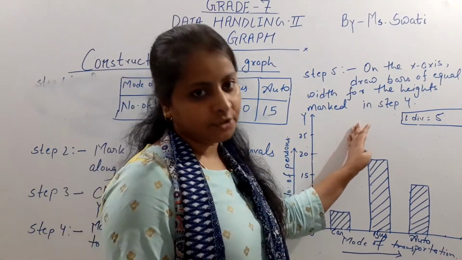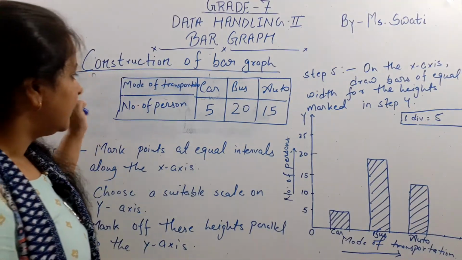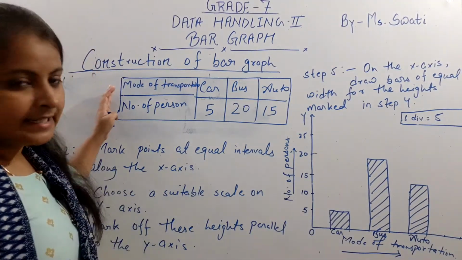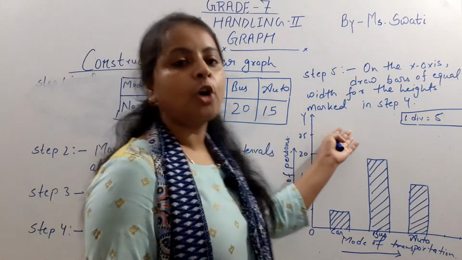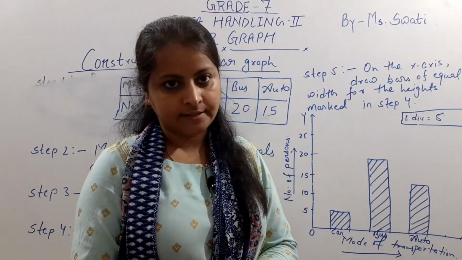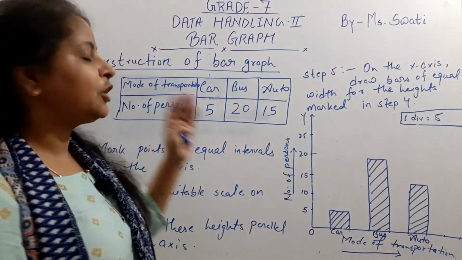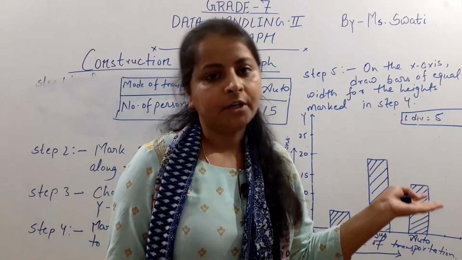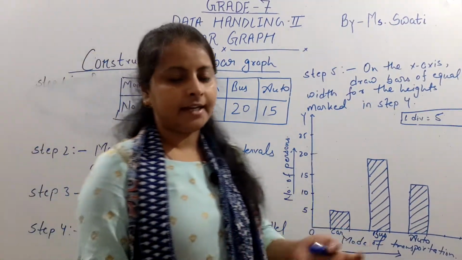Here you have to give the topic of the bar graph. What information do we get from this table: mode of transportation and number of persons. So we put the topic as persons using different modes of transportation, or different transportation used by number of persons, like this. Okay. So we take another example.